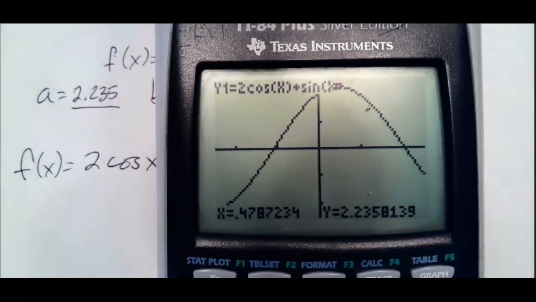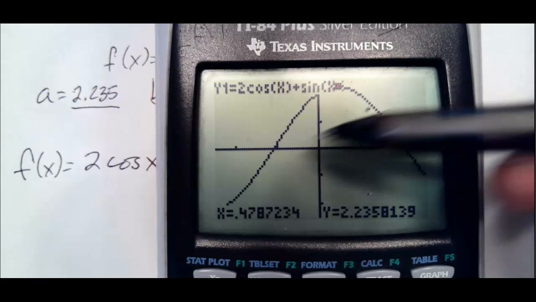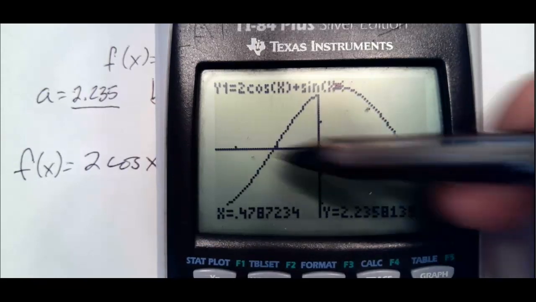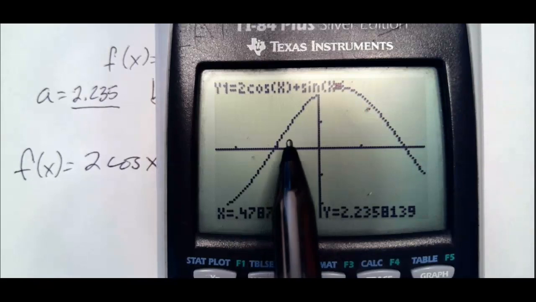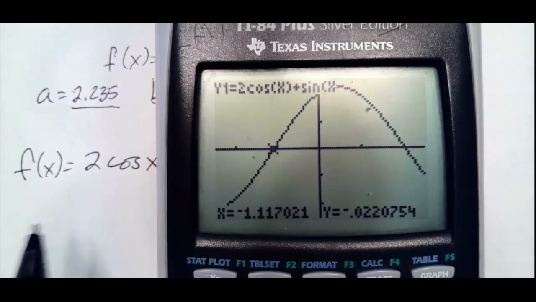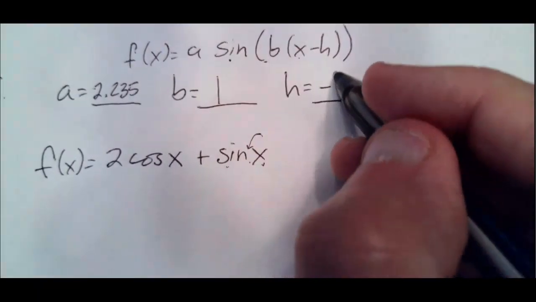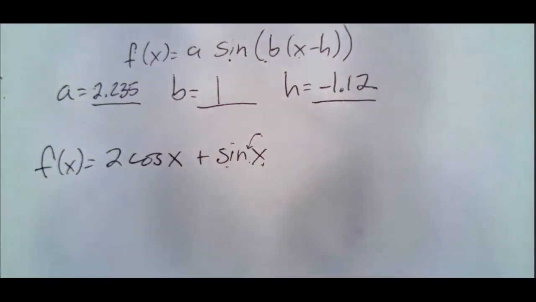Now for your H. What we're going to do is look at the phase shift, and we're going to see which one of these is closest to 0, 0, the origin. It's very obvious that this is closer than that side. So I'm just going to bring my cursor down over to the left, and now I'm going to look at my X. My X says negative 1.11 or 12 if you round it. So around negative 1.12. And that's how you find your shift to the left or right.